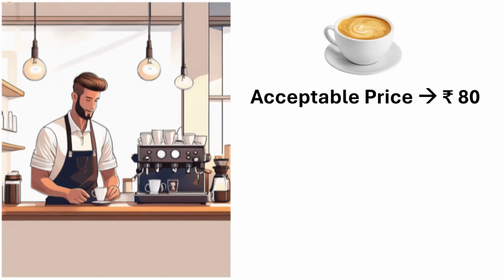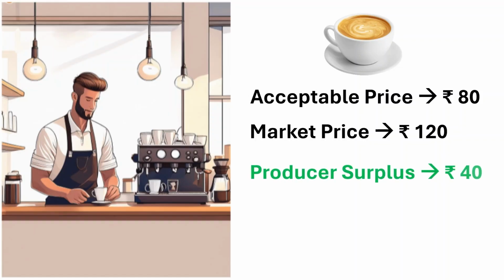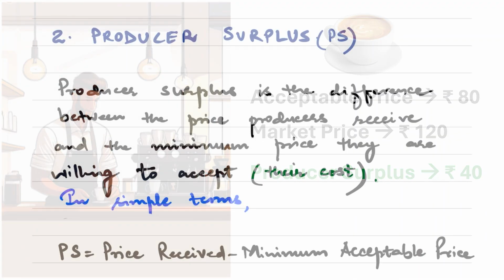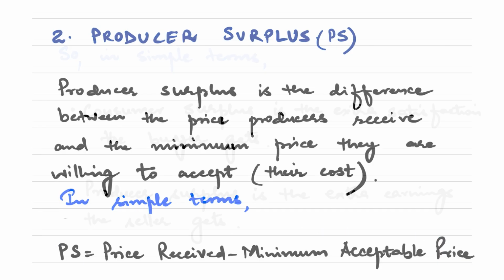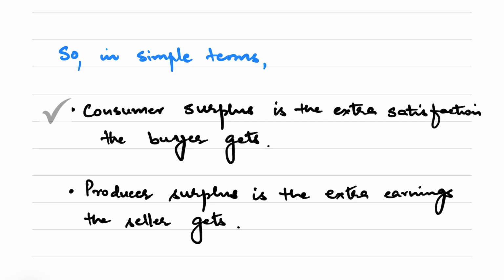But the market price is 120 rupees. So they are earning more than their minimum acceptable price. That extra benefit, that margin over cost, is called producer surplus. So producer surplus is the price the producer receives minus the minimum price they were willing to accept, which is basically their cost. So, in simple terms, consumer surplus is the extra satisfaction the buyer gets, and producer surplus is the extra earnings the seller gets. Both are like bonus benefits that happen because of the market price.